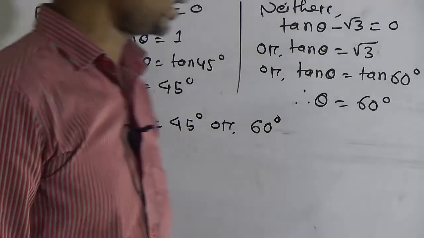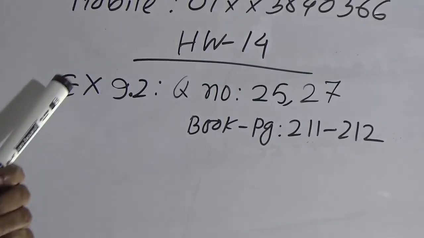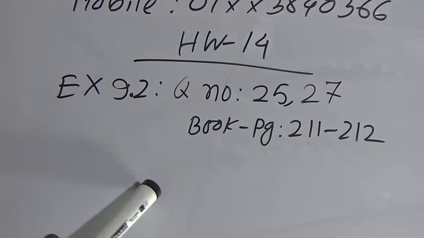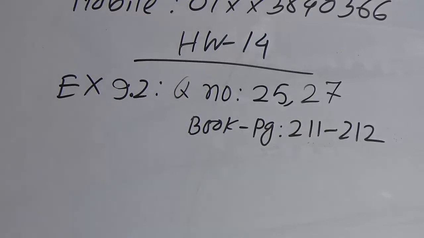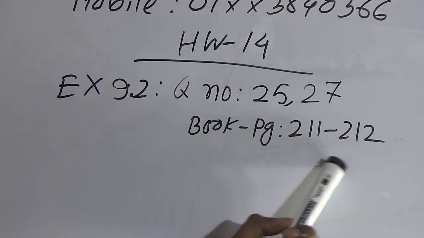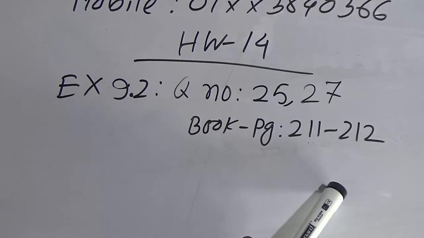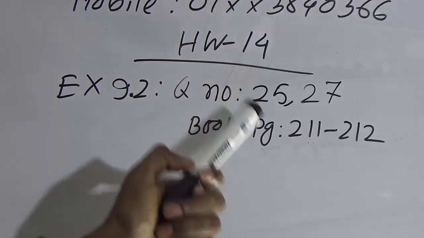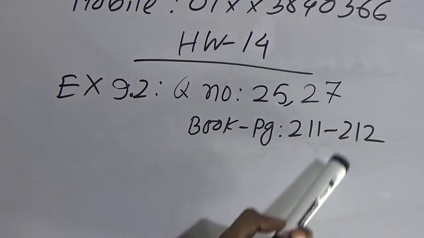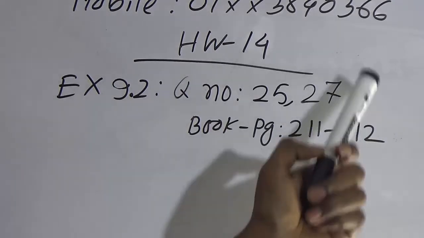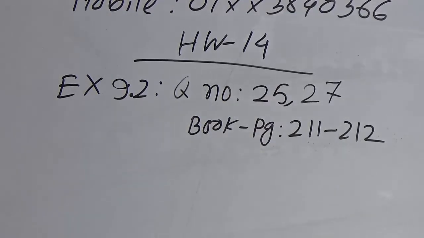Okay student, now I talk with you about the homework topic. Look, HW topic: exercise 9.2, question number 25 and 27. The page number of your book is 211 to 212. That means on page 211, question number 25, and on page 212, question number 27.